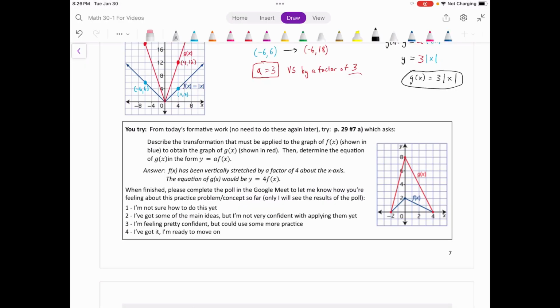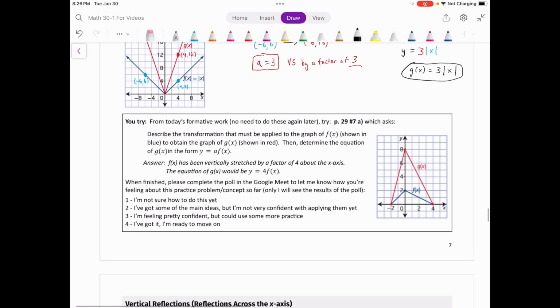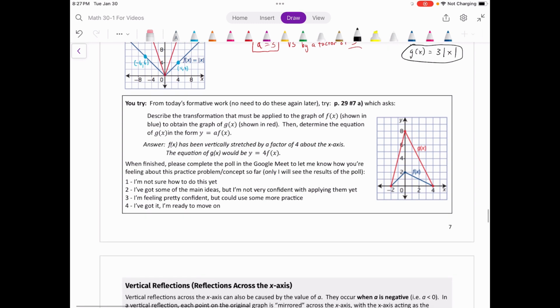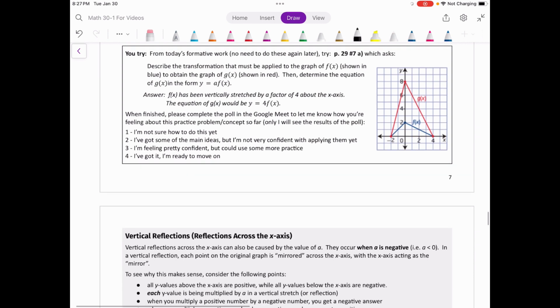So now go practice this, try this one out. It asks you to figure out what transformation must be applied, and then write the equation in the function notation, right? This form, okay? And you can try out some other ones, or again, save them for the end of the lesson, but good to practice as you go while it's fresh in your brain.